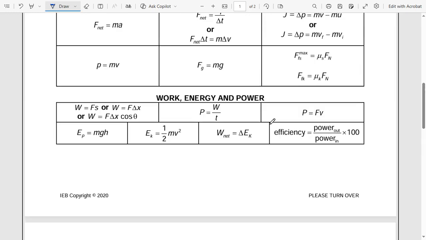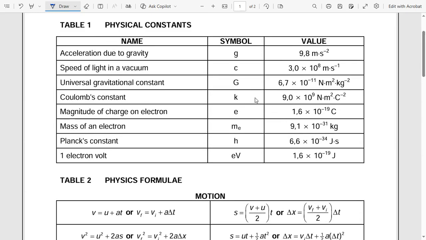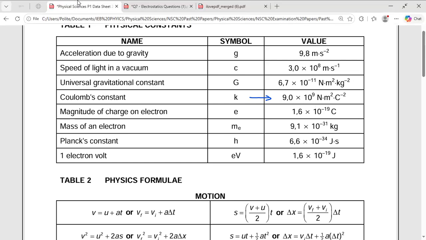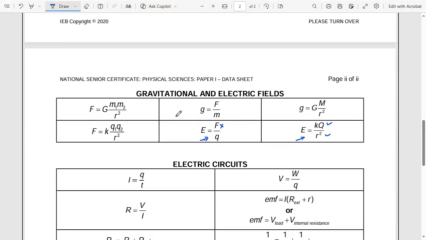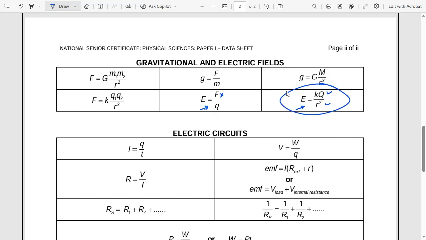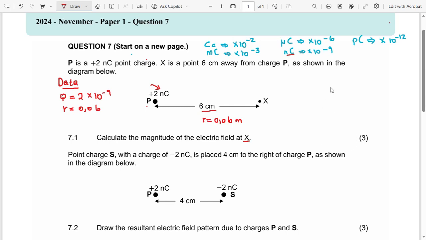If I go up, they will also give you K. So K is this one. It's 9 times 10 to the power 9. That's K. It's a constant, it's Coulomb's constant. So now I know the formula that I need to use. The formula is this one. This is the formula that I'm going to use to calculate that one. I'm sorry guys for going into too much detail, but I hope this is helpful.